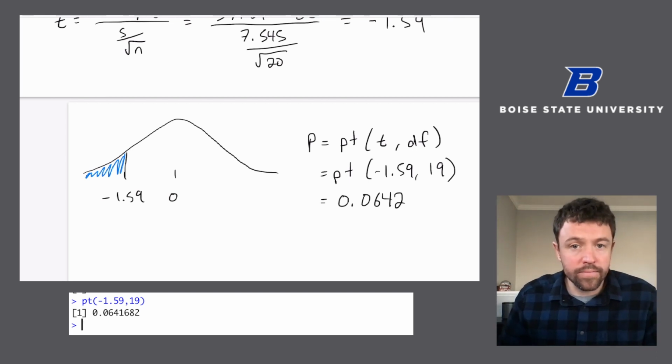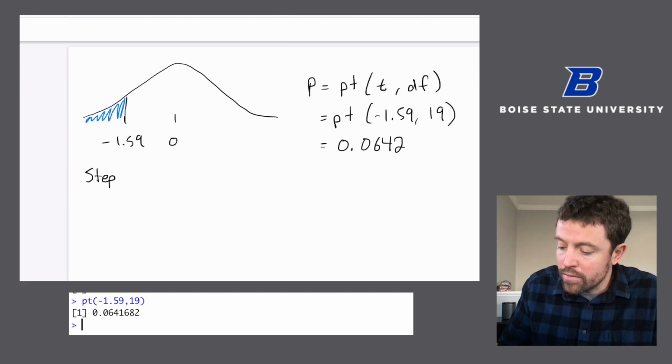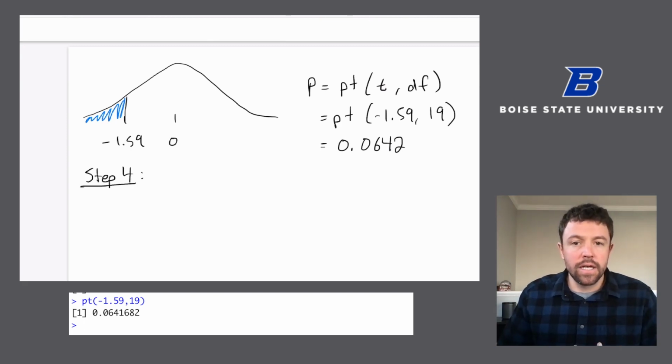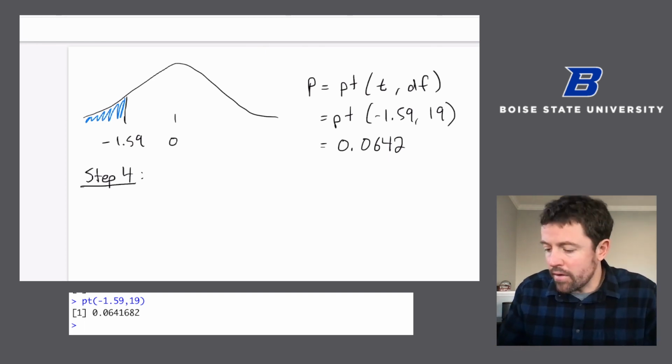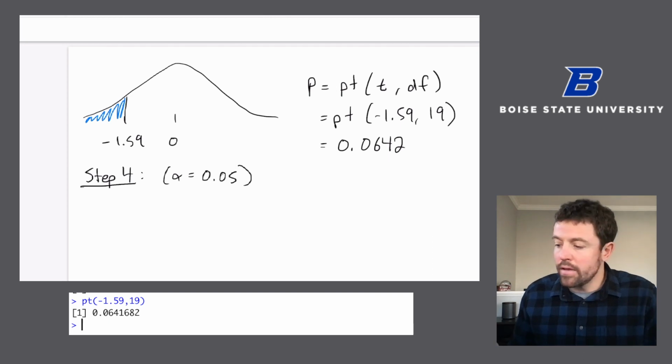0.0642. That's my p-value. And now I'm on to step 4, which is my conclusion. The problem didn't state this, but when I'm not told what my conclusion should be based on, we need a significance level. As a default, I think alpha equals 0.05 is a good choice for a significance level. And this p-value is greater than alpha.